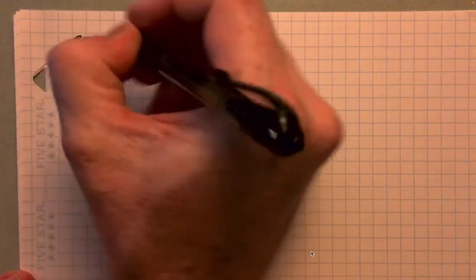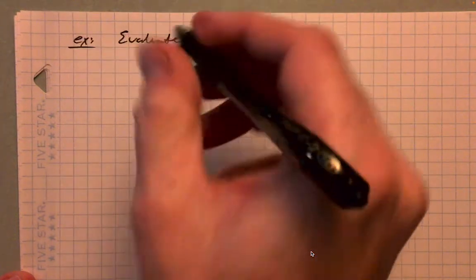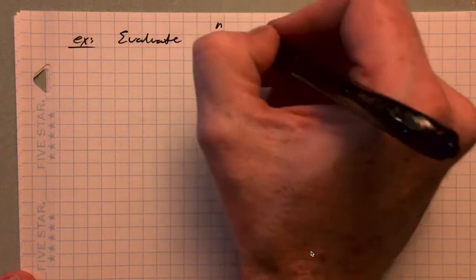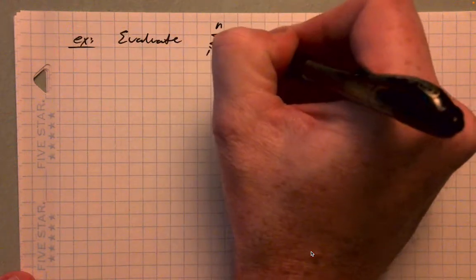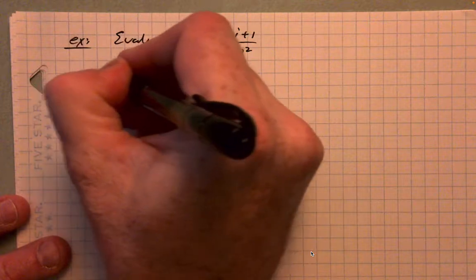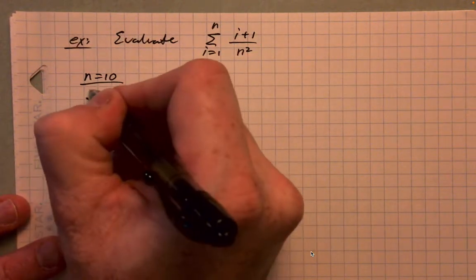Now, these really become valuable when you have more complicated expressions. So, for example, let's evaluate the sum from I equals 1 up to n of I plus 1 over n squared. Let's evaluate this for a couple of different values of n. So let's start with n equals 10. So that's simply I equals 1 to 10.